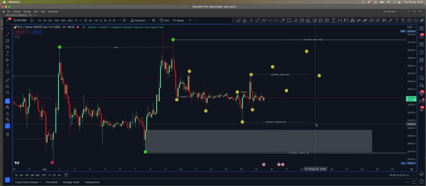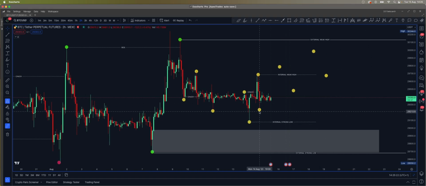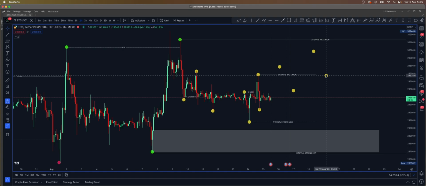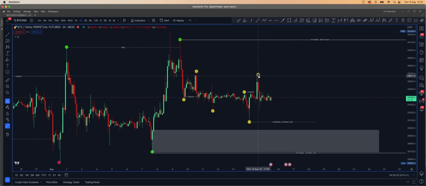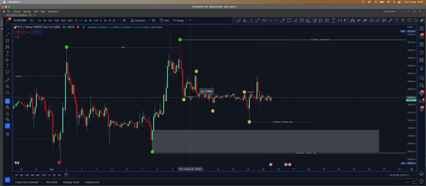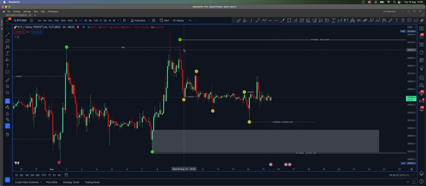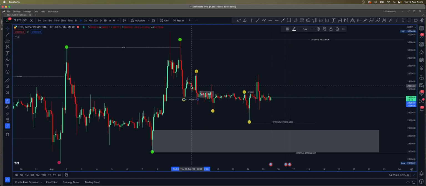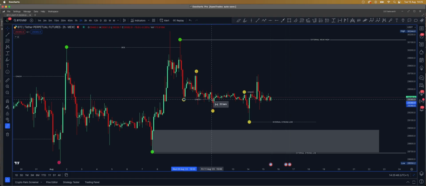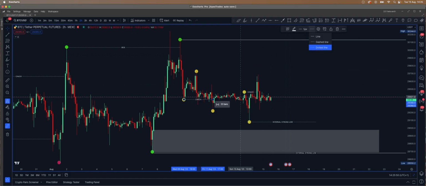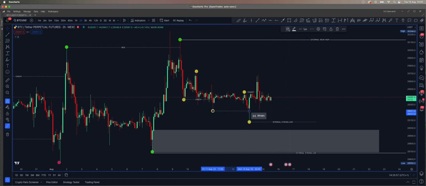So if we expect that this is a change of character, which is what we're looking for, right? We've had that change of character on the internal. Let me just get rid of that. So again, change of character, but then we actually get a break of structure there. So I know that's a change of character. Then we get a break of structure here. That's the break of structure.